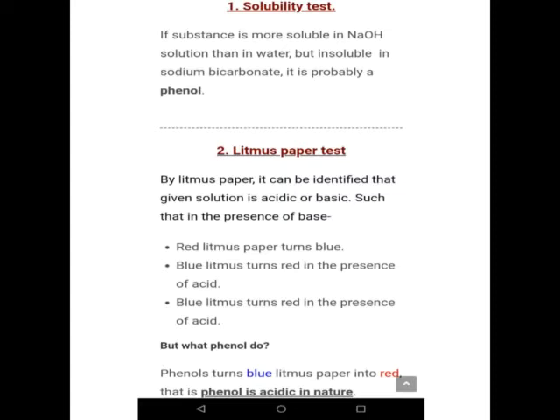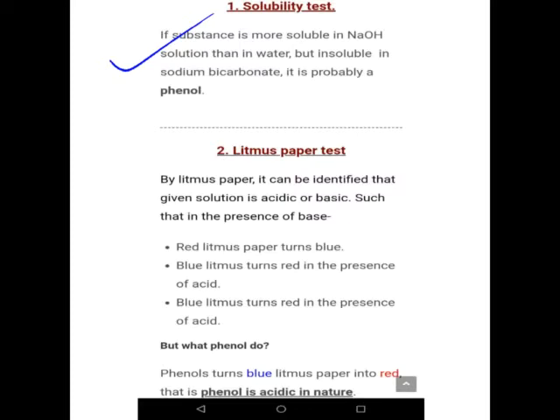At that time what you have to do, you have to perform these tests, and after performing them, if these tests are positive, that means the given sample is phenol. If they are negative, you can say the given sample is not phenol. For the identification of phenol, these tests are more important. Okay, in that the first test is the solubility test.